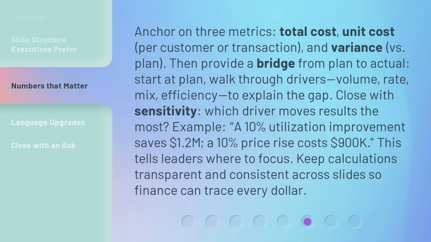Close with sensitivity. Which driver moves results the most? Example: a 10% utilization improvement saves $1.2 million. A 10% price rise costs $900,000. This tells leaders where to focus. Keep calculations transparent and consistent across slides so finance can trace every dollar.